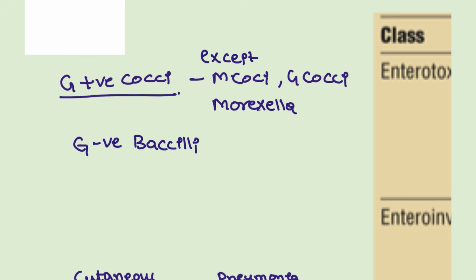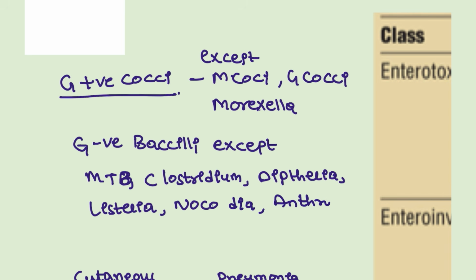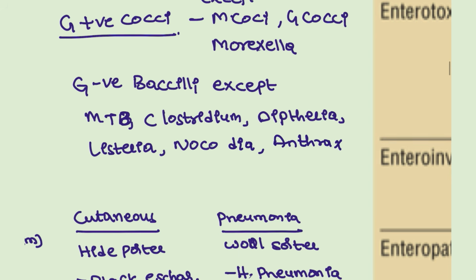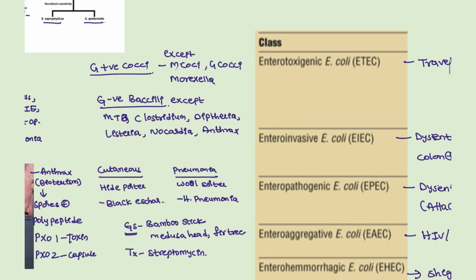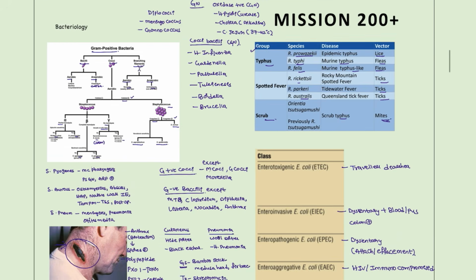except MTB, Mycobacterium tuberculosis, and also Clostridium, diphtheria, Listeria, Nocardia, anthrax. These are gram positive bacilli. Remaining all will be gram negative only, the different species of gram negative bacilli. These are the important ones of the different types of bacterial infections.